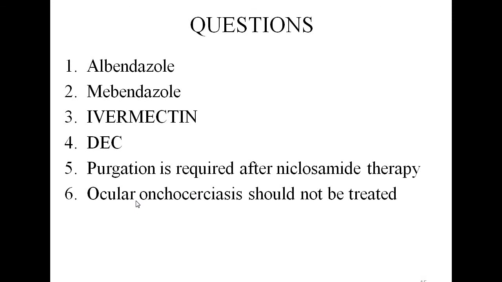Like we said, in river blindness, the worm is in the eye. If the worm is killed in the eye, the breakdown products of the worm can cause a very severe inflammatory reaction resulting in blindness. That is one of the explanations for why ocular onchocerciasis should not be treated. But then there are some authorities who believe that ocular onchocerciasis can be treated and the inflammatory reaction can be suppressed by giving high dose of corticosteroids.